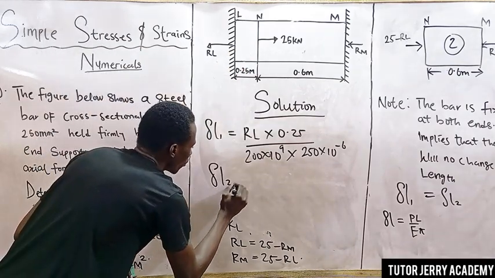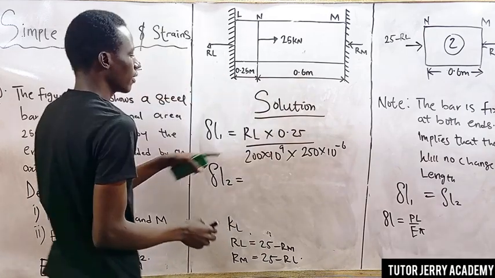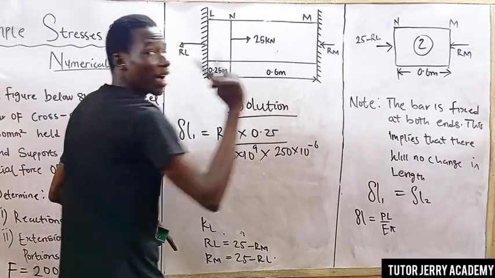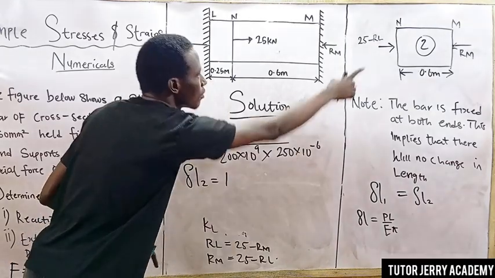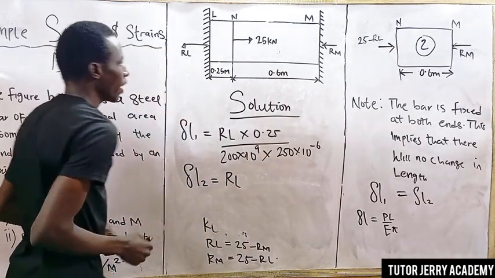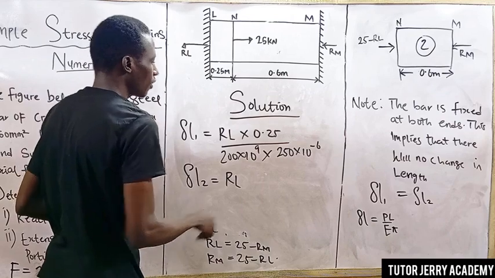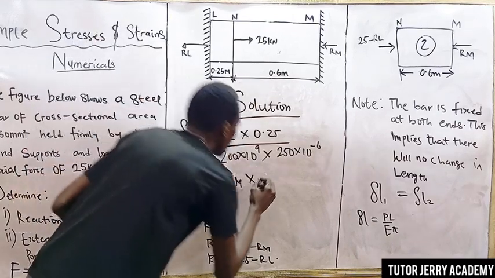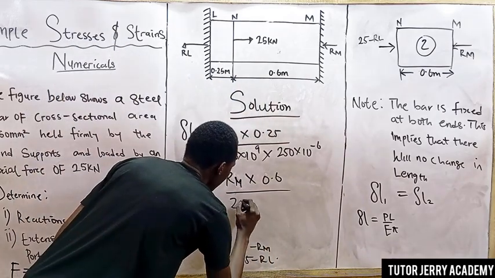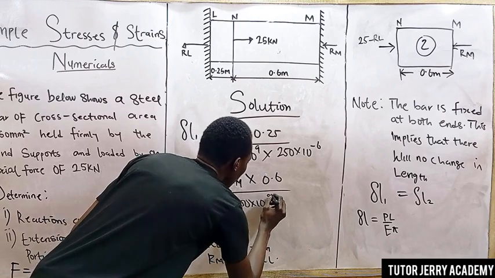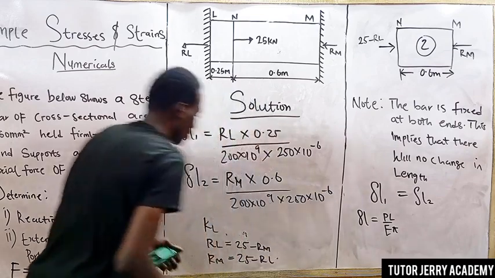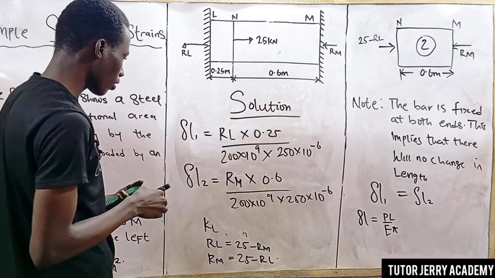Now for the second section, I have my magnitude of pull. I just wiped the diagram off, but my magnitude of pull is Rm, which is the same thing as 25 minus RL. Next, what do I have? Multiply by the length, which is 0.6, all over the modulus of elasticity, 200 times 10 to the power of 9, multiplied by 250, which is the area, times 10 to the power of minus 6. So this is what I have.